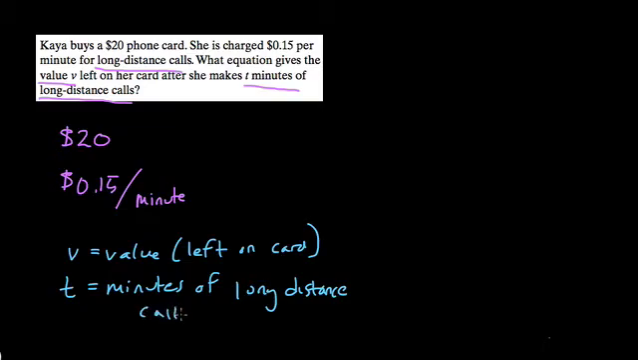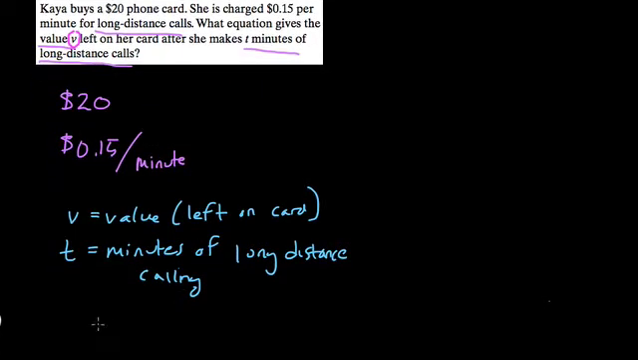Right, and what do they want to know? They want to know what equation gives the value v left on her card after she makes t minutes of long distance calls. Think about this in terms of numbers. You could say, what equation gives the value left on her card after she makes 10 minutes of long distance calls, or 5 minutes, or 1 minute? There you can see that the value v is going to be equal to the $20 she has minus 0.15 per long distance call minute.